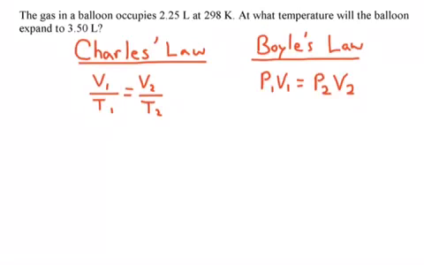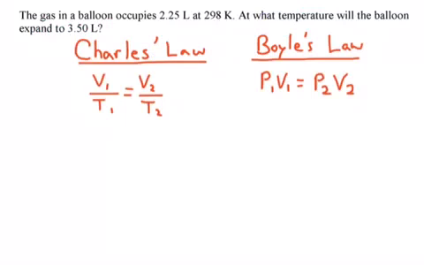In this Play Pause It video, I'm going to show you how to use Charles' law and/or Boyle's law. So we have this problem. The gas in a balloon occupies 2.25 liters. So this is a volume that we're given, 2.25 liters at 298 K. So this is the temperature. So we have a balloon that's full of gas with this volume and this temperature. And we want to know at what temperature will the balloon expand to this volume, 3.50 liters.